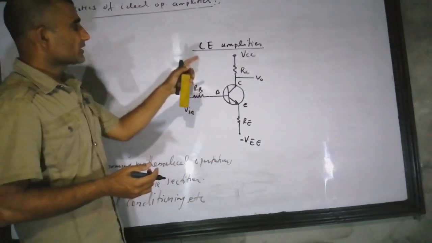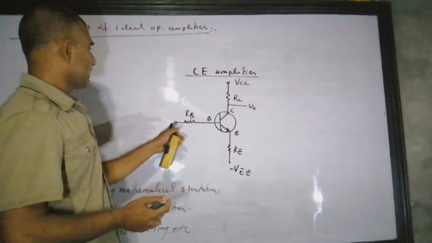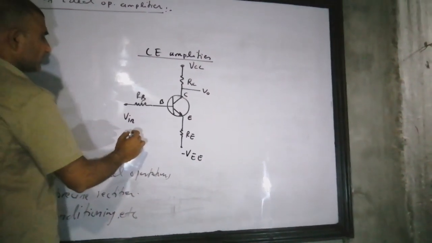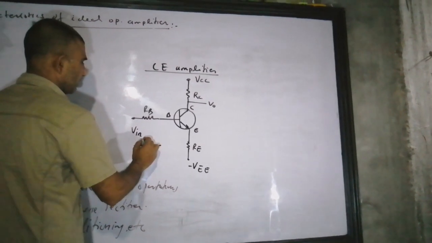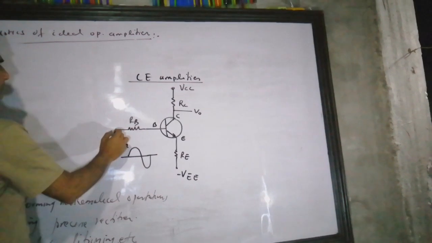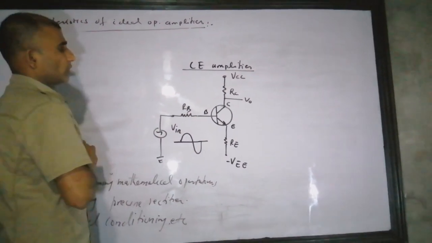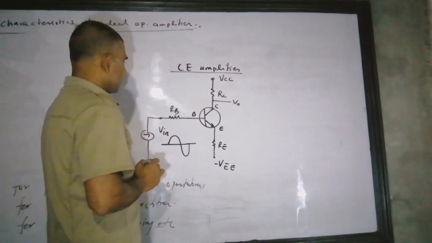Then this transistor can work as the common emitter amplifier. Let's say I apply the signal over this input terminal. I am connecting some source between the input and the ground. So what will happen?